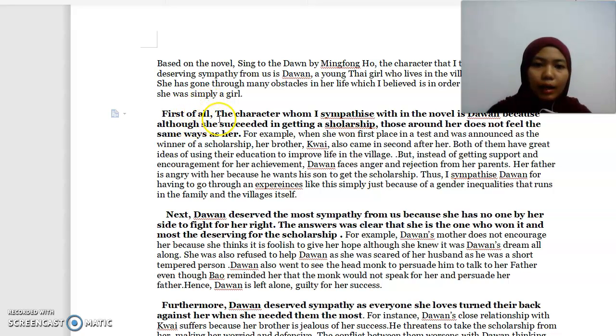So and then do keep note that you have to put the connectors to differentiate all the ideas, basically transitions between the ideas that you share in the novel. So the connectors that you can use are basically furthermore, in addition, first of all, next, and etc.